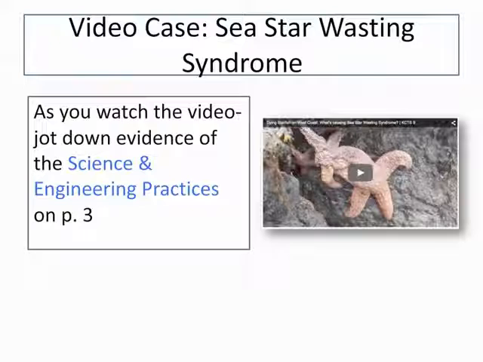This is the story about some citizen scientists and scientists trying to figure out what was happening with sea stars off the coast of Washington and Oregon during the summer of 2014, so just recently, and this was called sea star wasting syndrome. As you leave this site to watch the video, on page 3, I want you to jot down where are some places in the video that the scientists and citizen scientists are using the science and engineering practices.